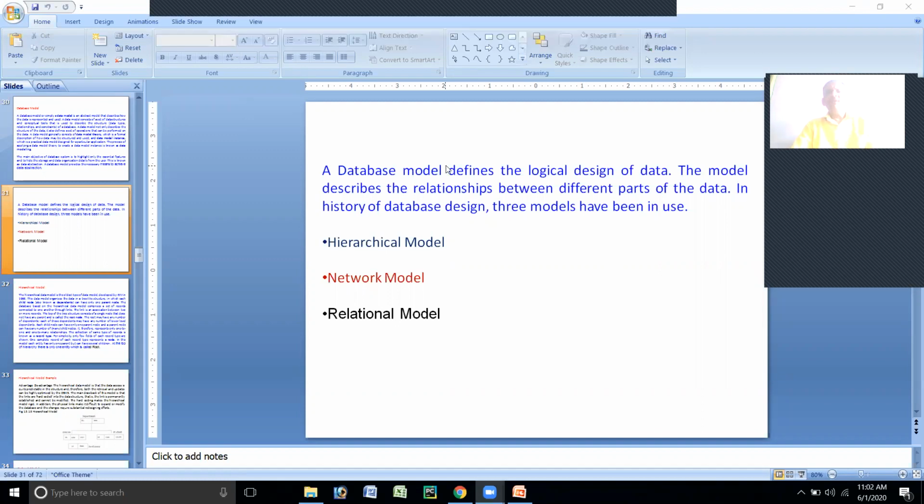This database model is going to define the logical design of the data. Already we know that the data model is describing the relationship between the different parts of the data. It means the data model is going to describe the relationship between the data.